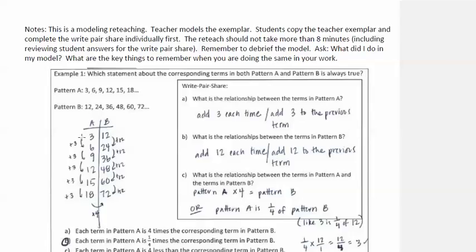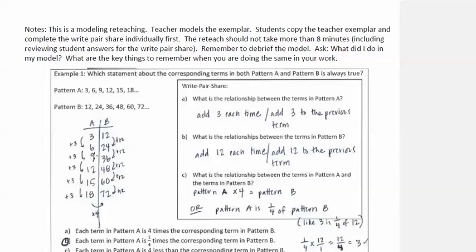Oh, when I write it, I can see that with pattern A, I'm adding 3 each time. 3 plus 3 is 6, plus 3 is 9, plus 3 is 12, plus 3 is 15, plus 3 is 18. I'm going to go ahead and write this operation in. I'm going to do the same thing with pattern B. 12, 24, 36. Oh, I can see that I'm adding 12 each time. 12 plus 12 is 24, plus 12 is 36, and so on. So I'm writing these operations.